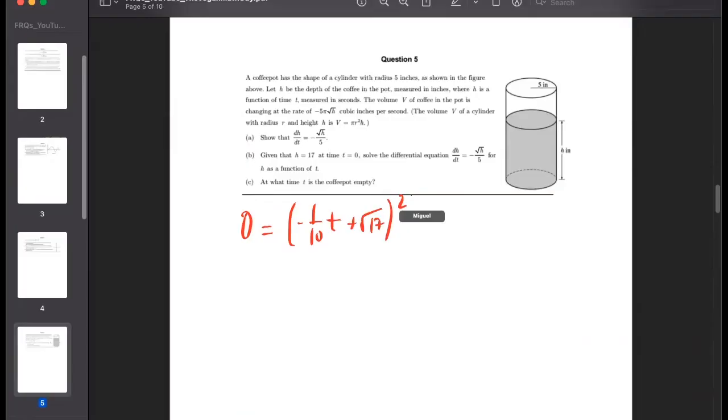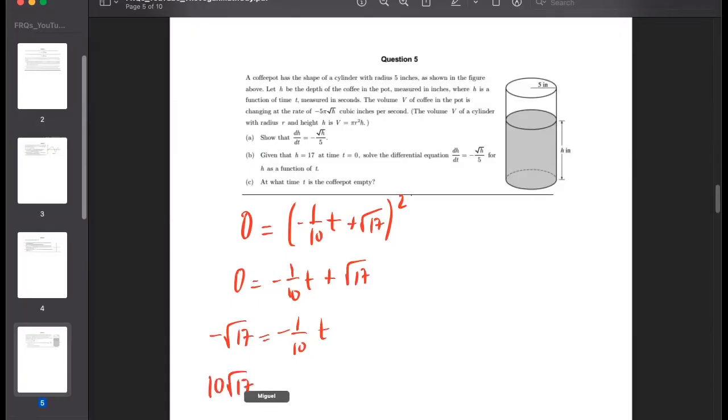Don't worry if I'm writing too fast. This is the beauty of this video. You can always pause it right when you want, work it out, rewind if you need to, and I'll be waiting here for you. So we're trying to solve for the value of t when this is equal to 0. I can take the square root of both sides. 0 is equal to negative 1/10 t plus root 17. I can move the root 17 to the other side. It is equal to negative 1 over 10 t. Multiply the negative 10 to both sides to get 10 root 17 is equal to t. So at this many seconds is when the coffee pot is going to be empty.